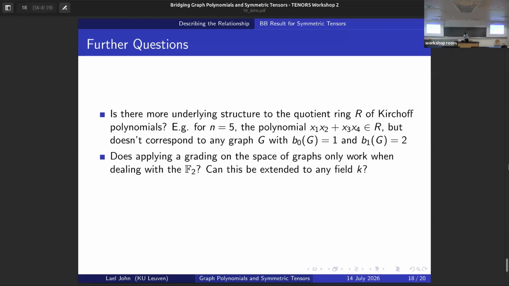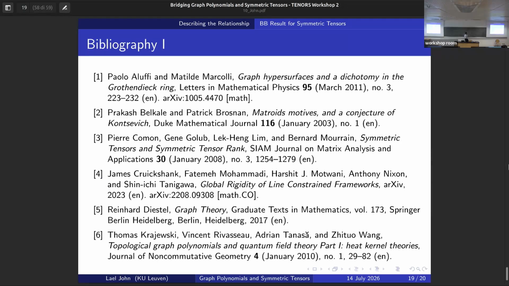And yeah, suppose a Berkeley-Brosnan type result does exist for symmetric tensors, if I can port it over, then what does that mean for symmetric tensor decompositions or the lengths of symmetric tensor decompositions? Is that a definitive upper bound? Is it not? Those are the questions that I had at the end. So that's my talk. These are my references. Any questions are welcome.